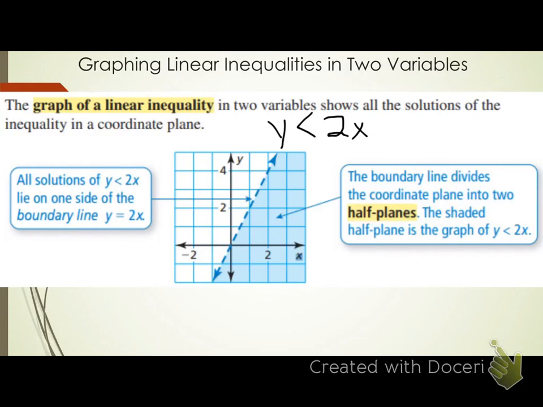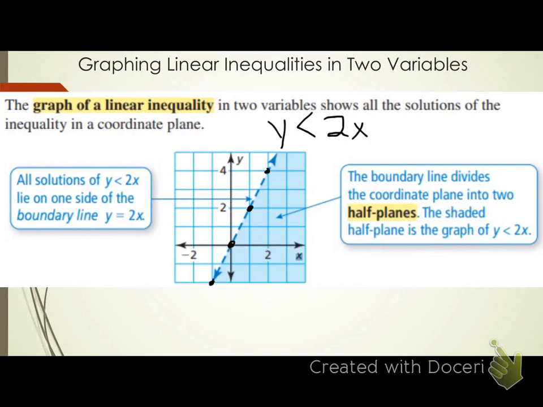So our y-intercept was 0, 0. Slope was 2 over 1. So which direction am I going? Up 2, right 1. Up 2, right 1. Does everyone see how they got their graph? So it's graphing essentially the same way we did with our linear equations. However, you might notice that it's a dashed line instead of a solid line. We're going to get to that here in a second. So that forms our boundary line.